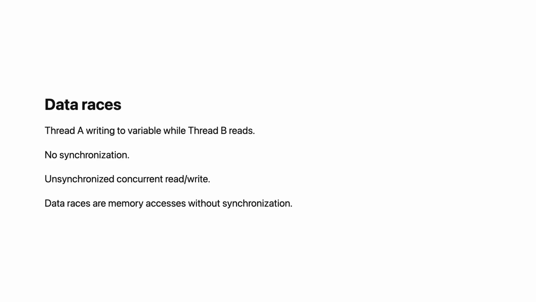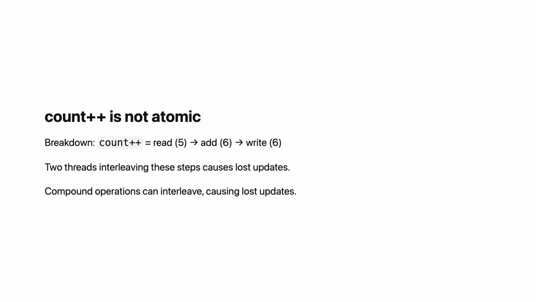Many operations that look like one step are actually multiple steps. count++ looks atomic. It is not. It reads count, adds 1, writes count. 3 steps. If two threads do count++ simultaneously, both might read the same value. Both add 1, both write. You wanted 2, you got 1. This is called a lost update. One update is lost because the other did not see it.